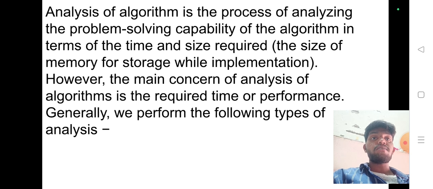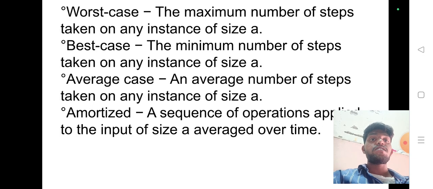Analysis of algorithm is the process of analyzing the problem-solving capability of the algorithm in terms of the time and size required, the size of memory for storage while implementation. However, the main concept of analysis of algorithm is the required time or performance. Generally, we perform the following types of analysis: worst case, best case, average case, amortized.